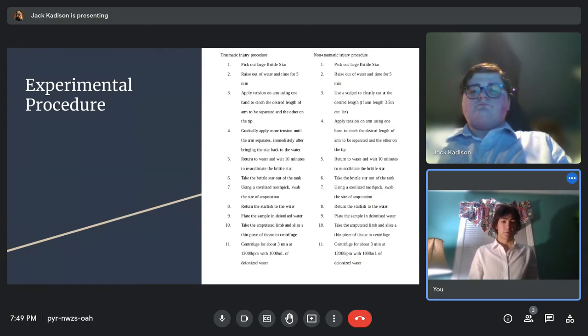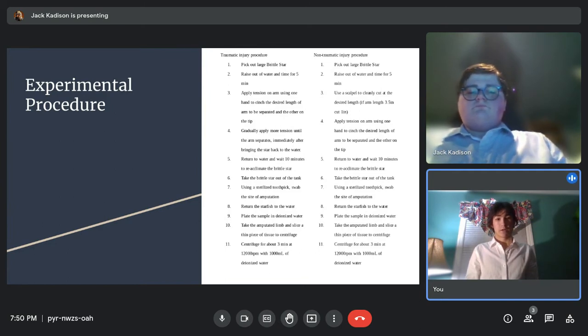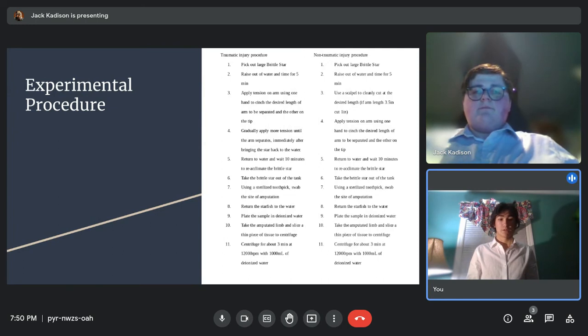We took multiple samples across multiple days, and for some samples we used the swab and deionized water and centrifuged the sample for a more consistent homologous cellular sample, and we were able to see different cellular communities under the microscope. And in the non-traumatic procedure, the only difference was the use of a scalpel to make a clean cut approximately 2 inches into the arm of the brittle star, which provided a more subtle damage and induced non-traumatic injury.